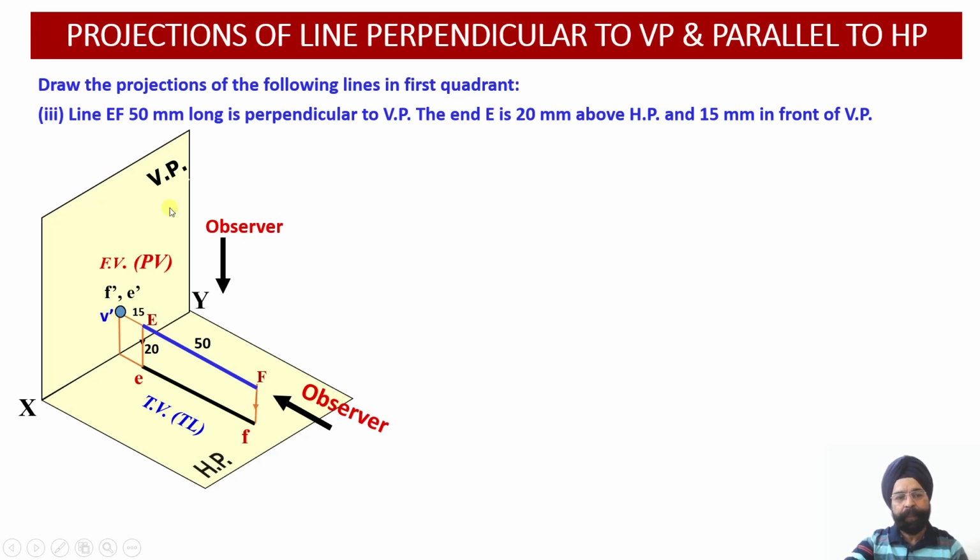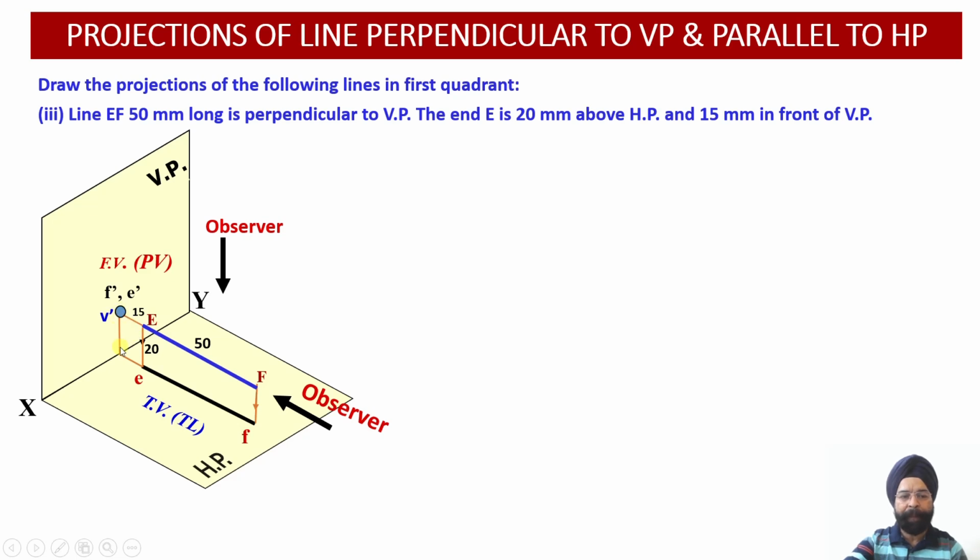Why V dash? Because this point appears on the vertical plane, and all the points which appear on the vertical plane are designated by dash. So this is small v and dash. Now what I have to do to get the vertical trace? I have to take the perpendicular distance of this point from the XY reference line. So this is my XY reference line.